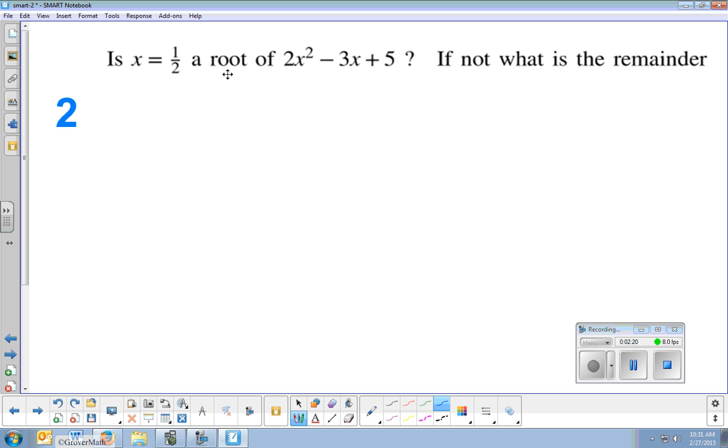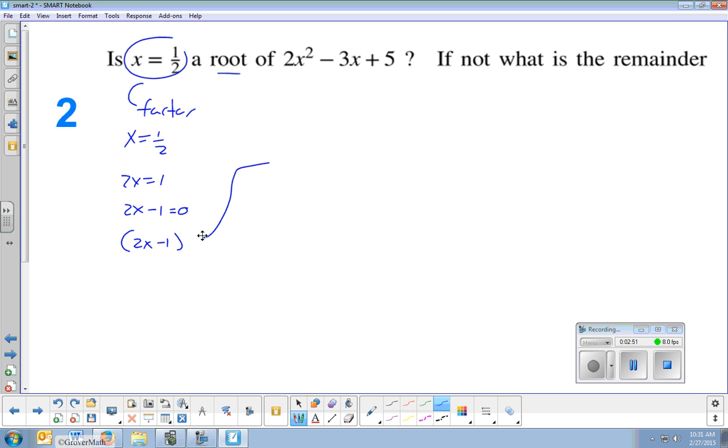Is x equals 1/2 a root of this trinomial? If not, what is the remainder? Now, first of all, when we do long division, we don't do roots, we use factors. So what is the factor of 1/2? X equals 1/2. First, I cross multiply to get 2x equals 1, and then I set it equal to 0, making it 2x minus 1 equals 0. So that means the factor for the root 1/2 is 2x minus 1. All right, so let's do the division and see if it works.